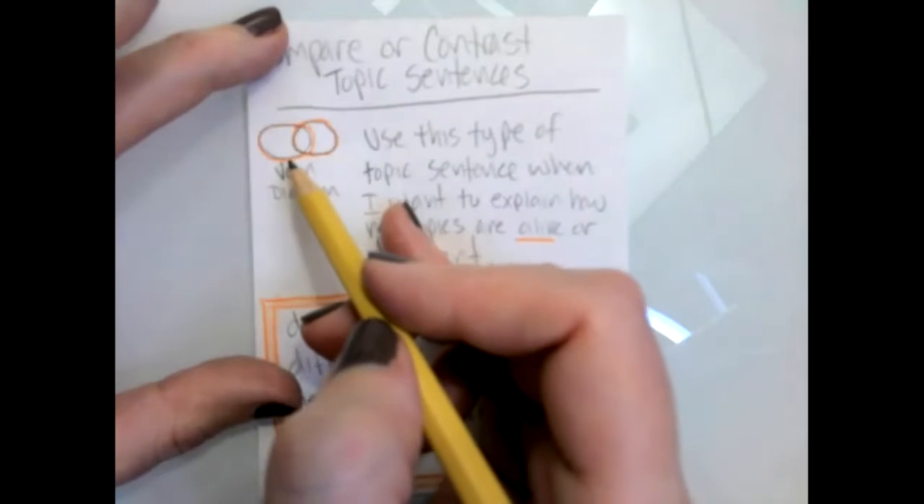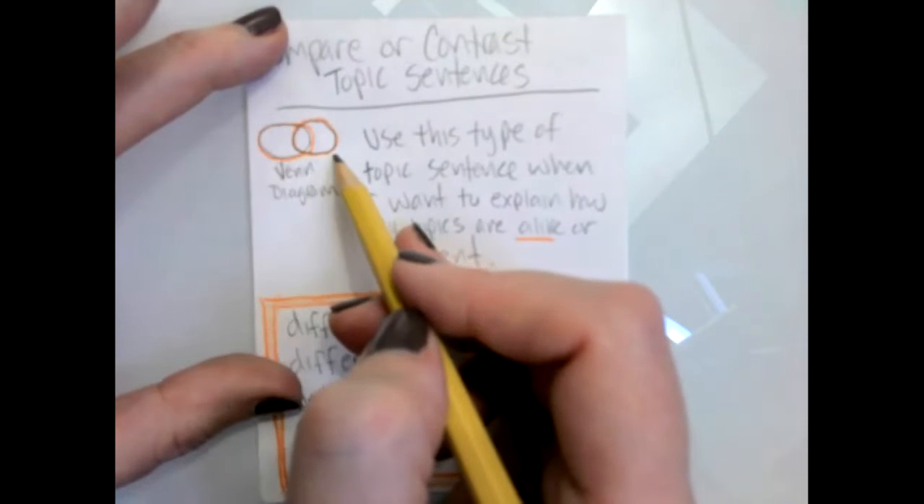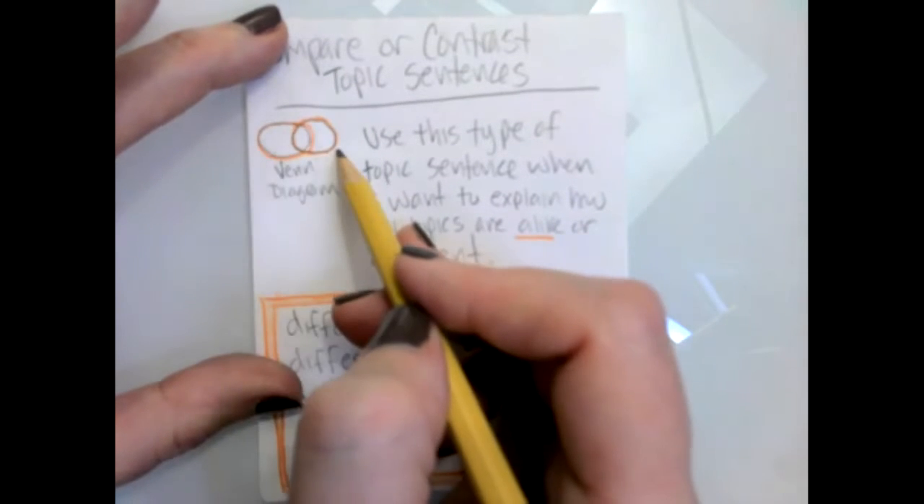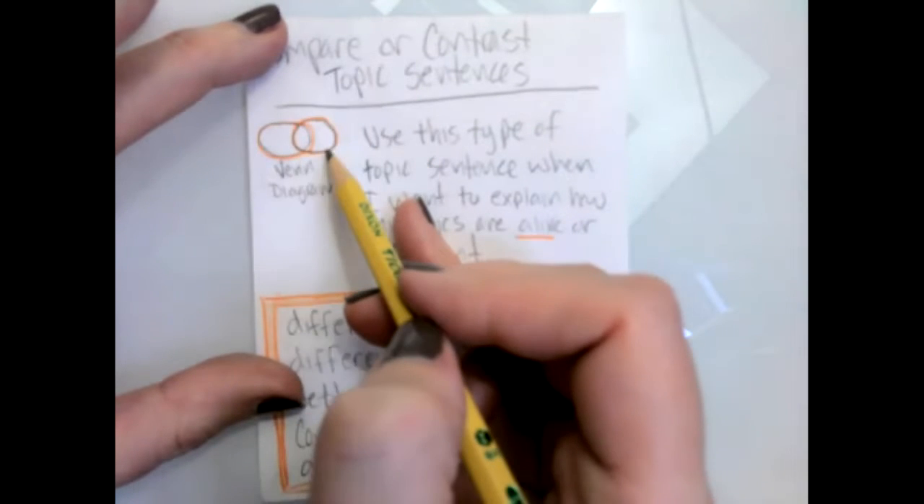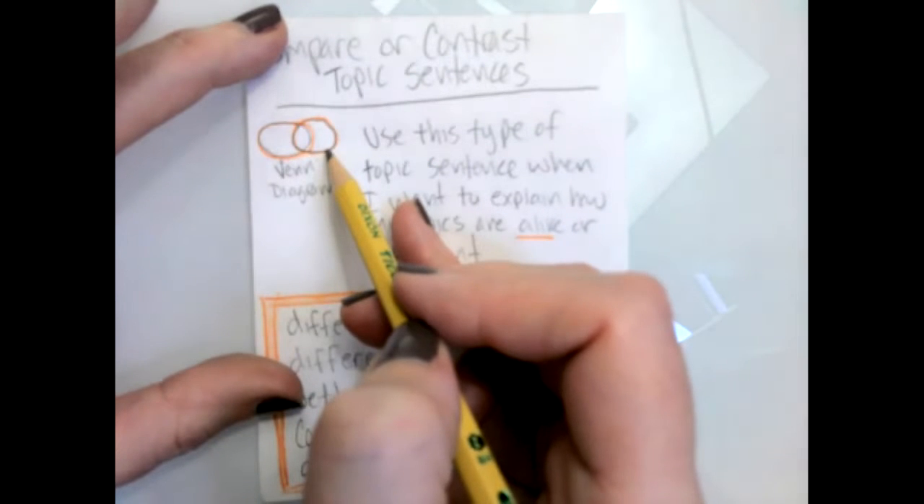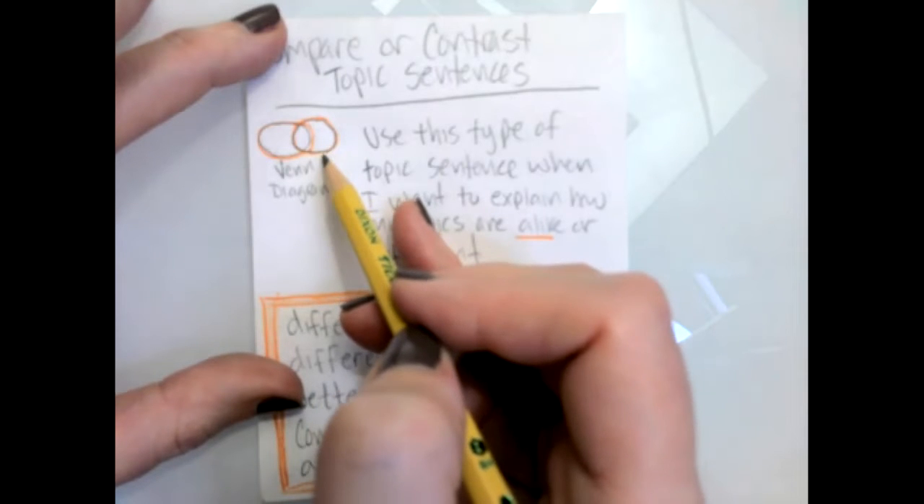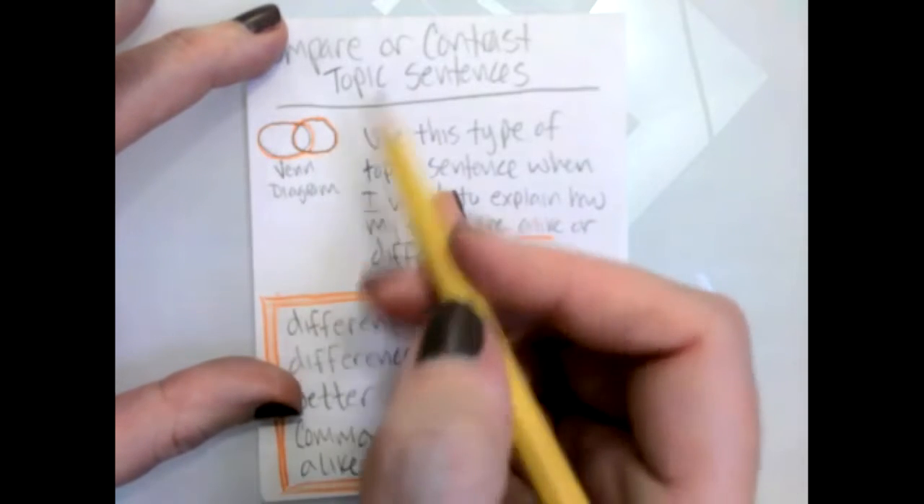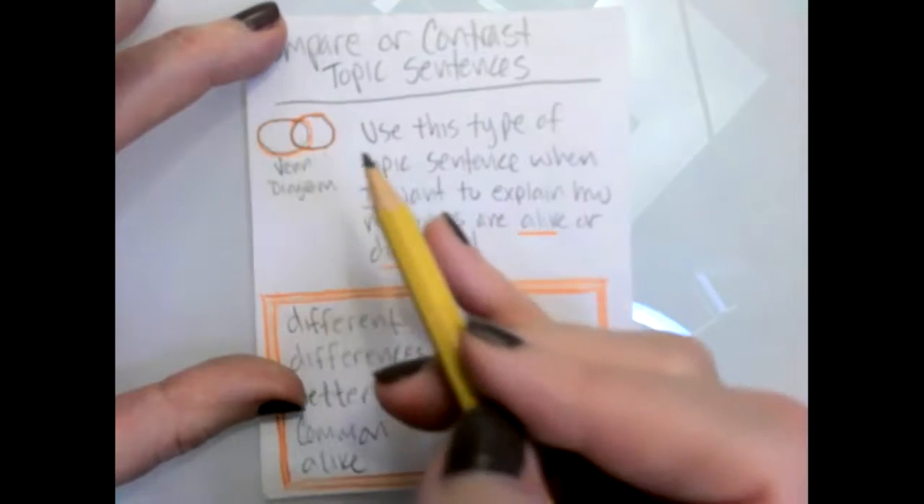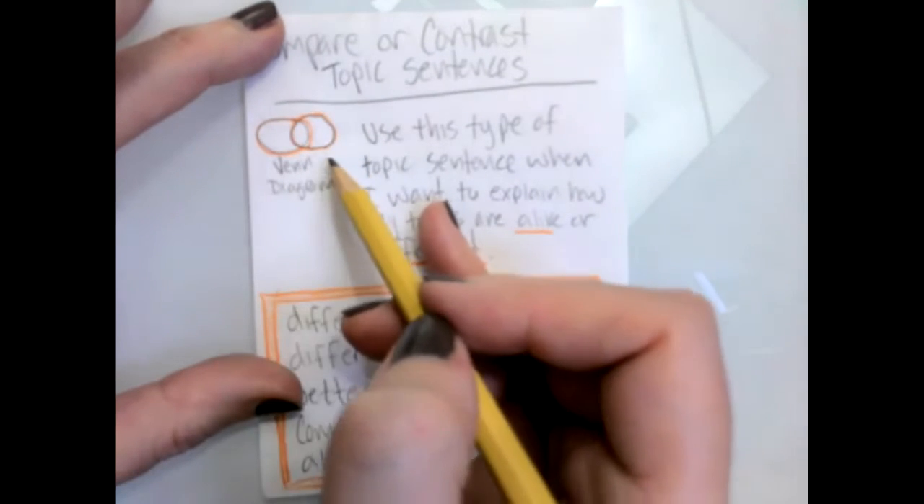I've done that before. You could compare and contrast characters in a novel. You can compare and contrast different methods for learning multiplication, different methods for learning division. You can compare and contrast friends. I mean, there's so many different things you can do. You can pull this into anything, really.